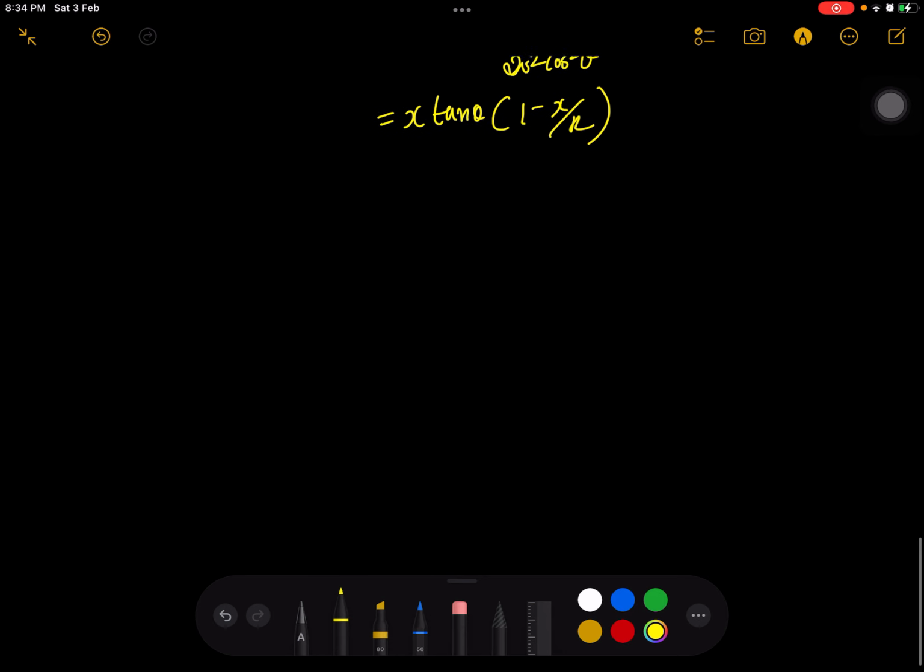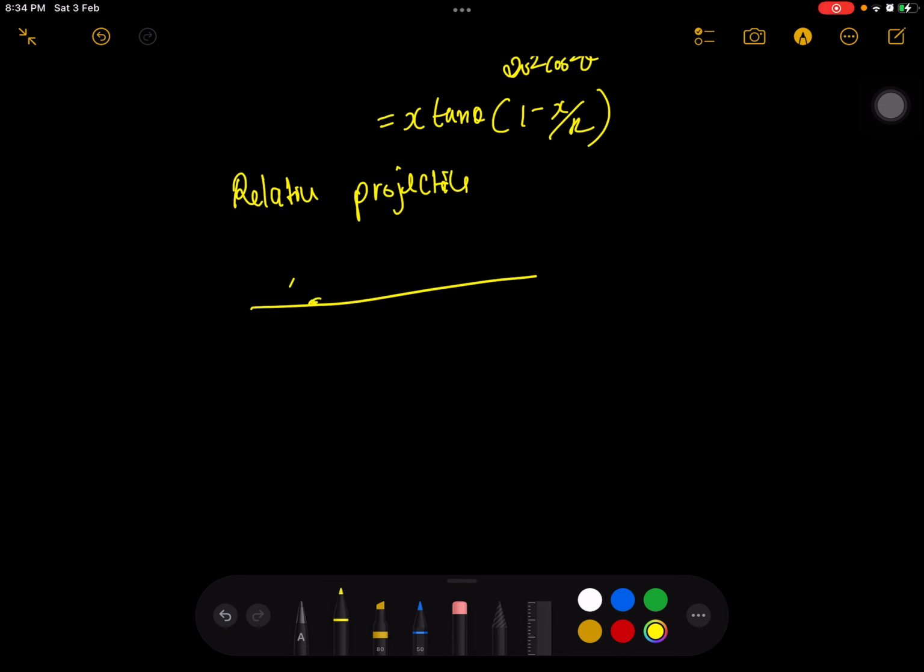Relative projectile, right? Let's say something flying away, something flying with you, theta 1, theta 2. It is all this in components, so it's v sine theta 1, v cos theta 1, u cos theta 2, u sine theta 2.